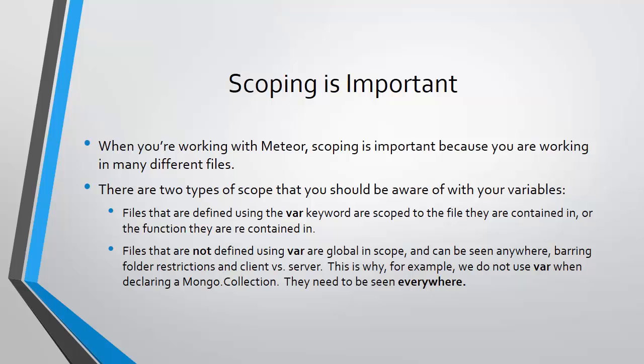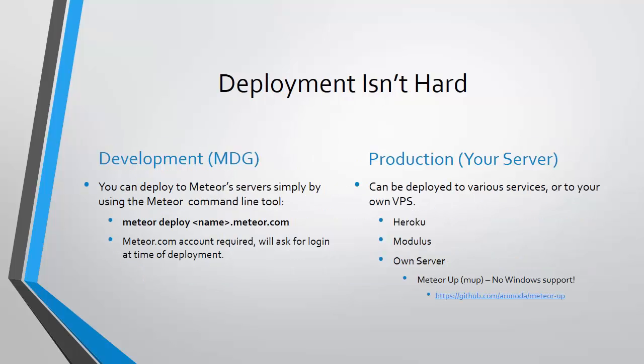That can be useful, for instance, when defining collections. You're not going to want to use the var keyword because you're going to want access to that collection everywhere in your application, on client and server. So the location of the variable, the file that it's in, is also important. Because if you have a quote-unquote global scoped variable inside the server folder, just because it's global scope doesn't mean that the client is going to be able to see it, if it's only meant for the server.